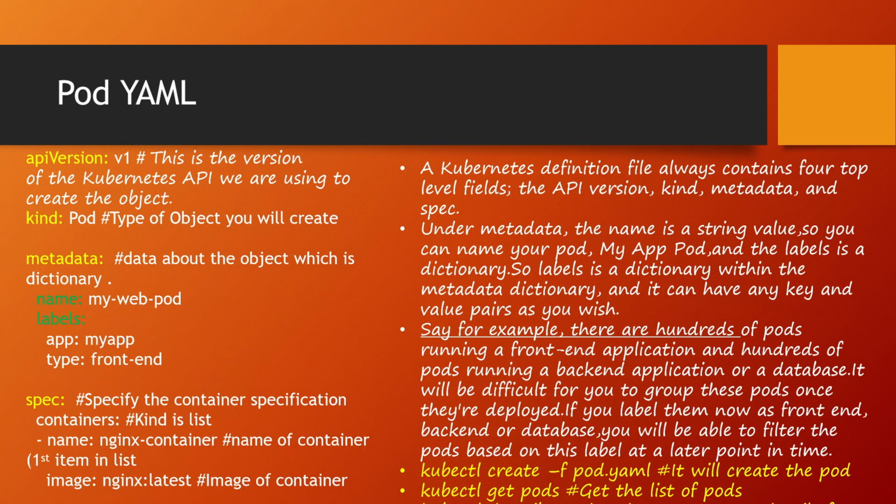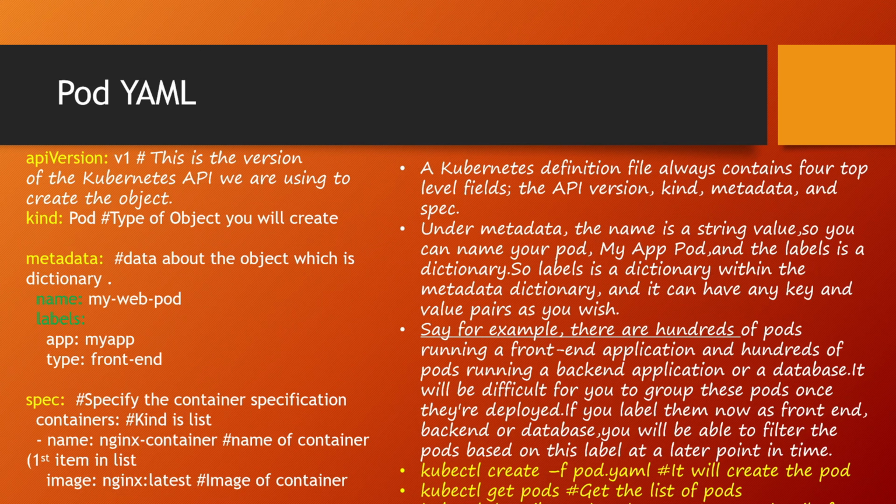The very first thing is the API version. This is the version of the Kubernetes API which is going to create the object. For each of the Kubernetes components, like if you're going to create a pod or deployment or replica set or stateful set or service, for everything you have a different kind of API version.